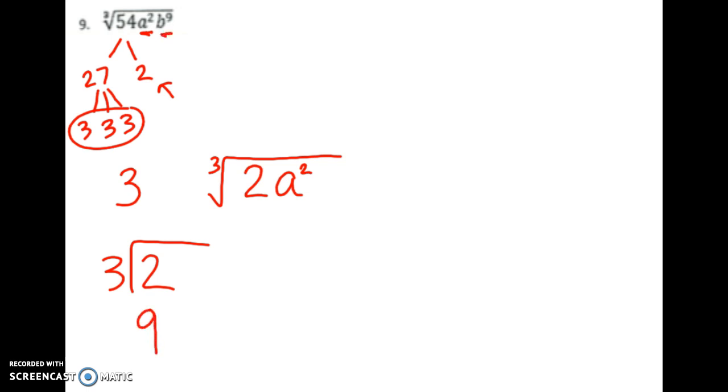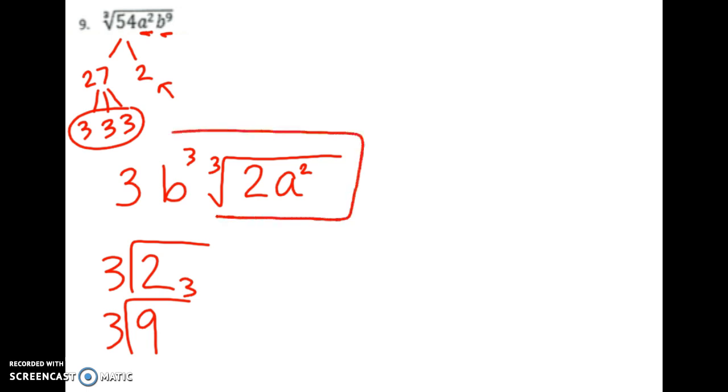9 divided by 3 is 3 with no remainder. So we can factor out that b cubed. And there's no remainder, so nothing stays underneath the radical, and this would be the final answer right here.